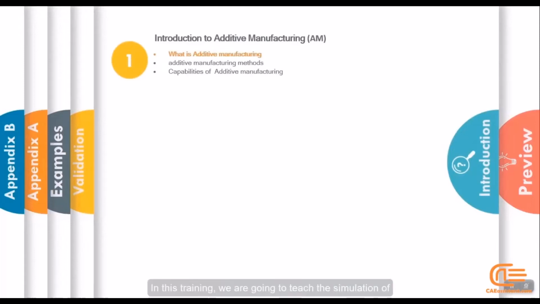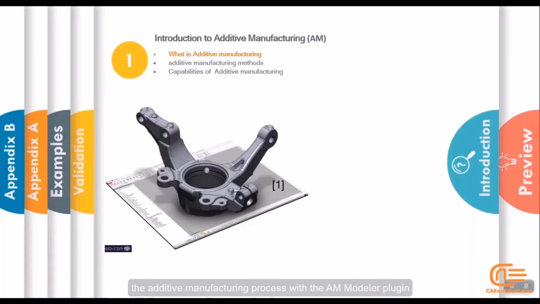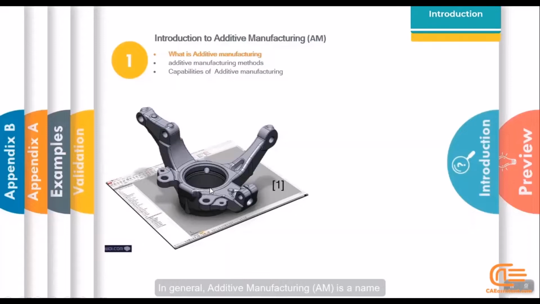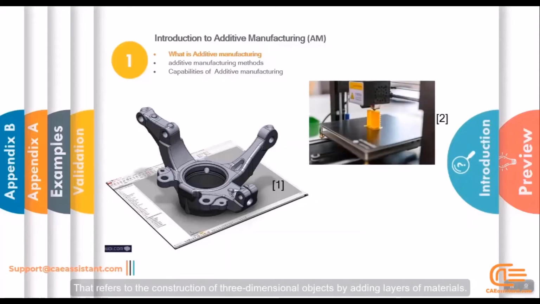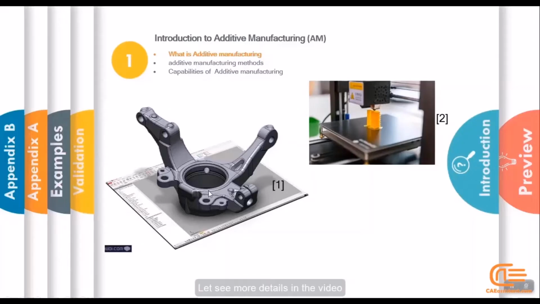In this training we are going to teach you the simulation of the additive manufacturing process with the AM Modeler plugin. In general, additive manufacturing or AM is a name that refers to the construction of three-dimensional objects by adding layers of materials. A 3D computer model is given as input to a device called a 3D printer. That device provides a physical part as output by selectively placing and layering materials. Let's see more details in the video.